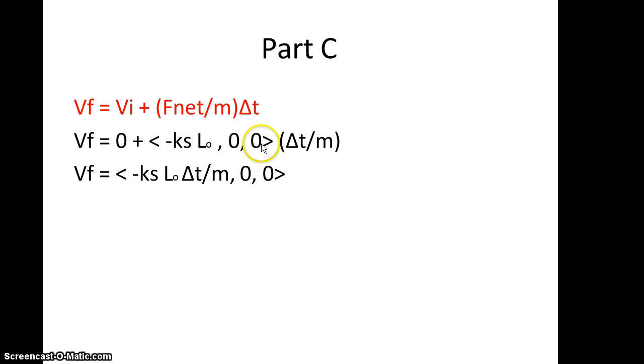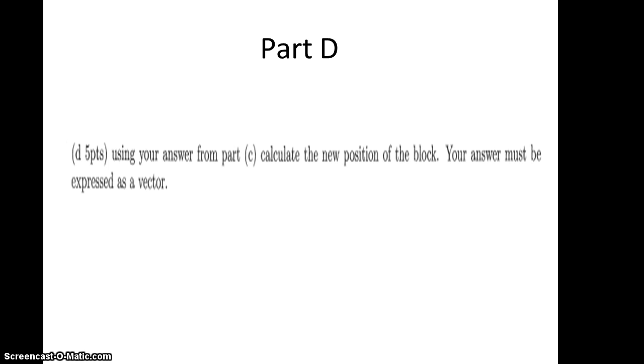F net, as we found in the previous part B, is negative Ks L0, comma 0, 0, and then we multiply by delta t over m. So when you multiply delta t over m, we get the vector negative Ks L0 delta t over m, 0, 0, for the final velocity. Part D. Using your answer for part C, calculate the new position of the block. It should also be a vector.